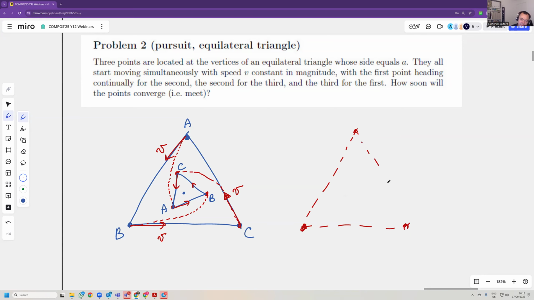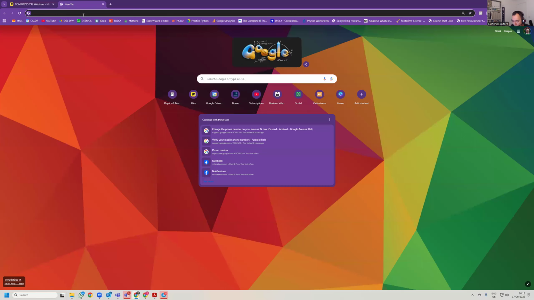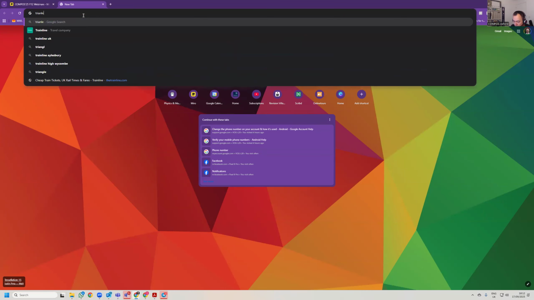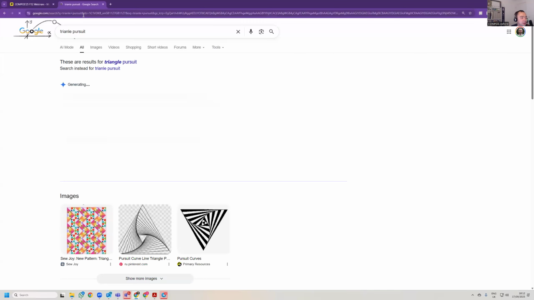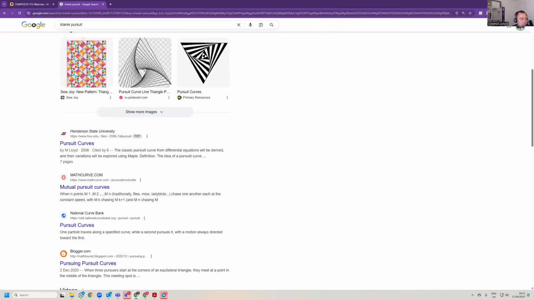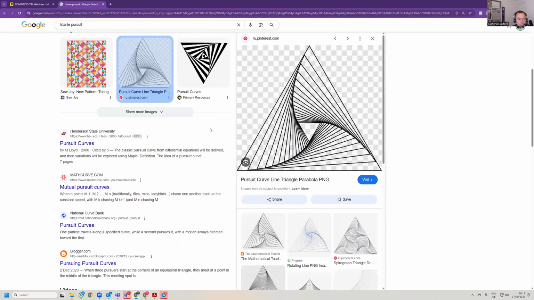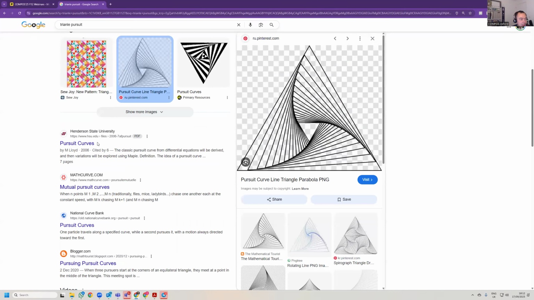That's a good question. Because A moves towards B, and B moves towards C. So they do it at the same time. So, well, can we see triangles? Triangle pursuit. Pursuit. Yeah, you would get pursuit curves.